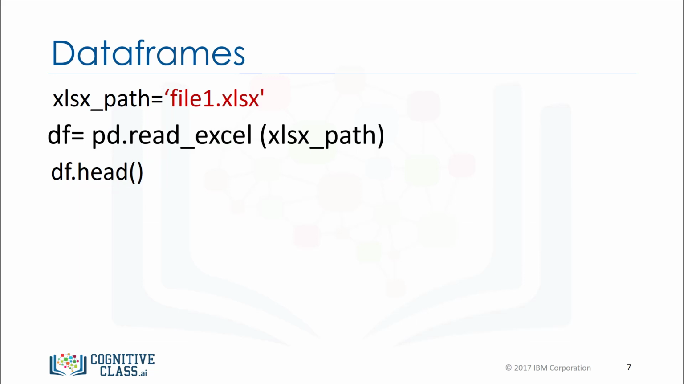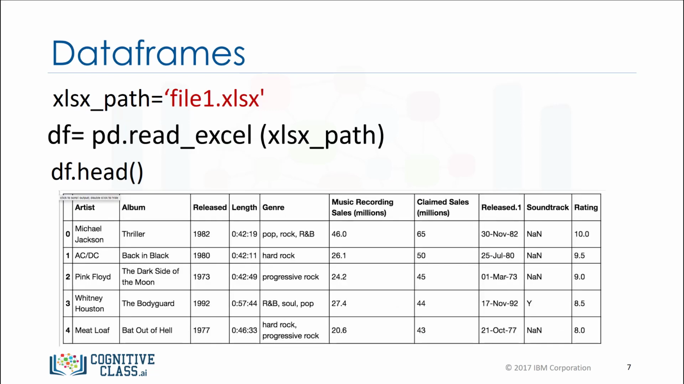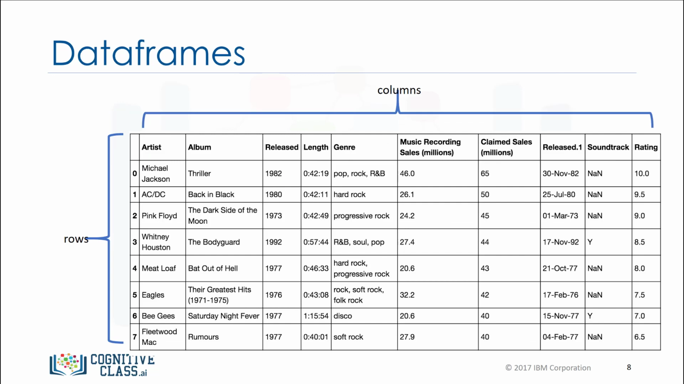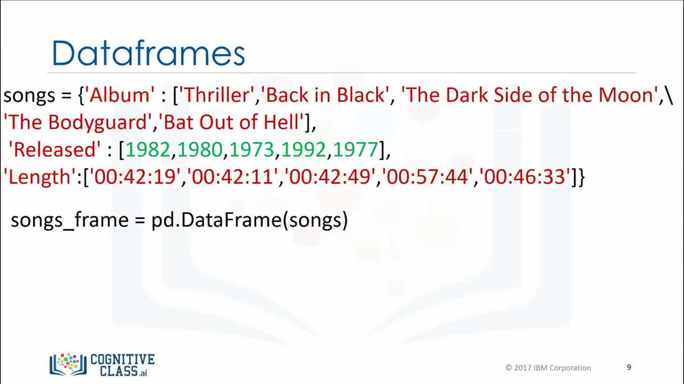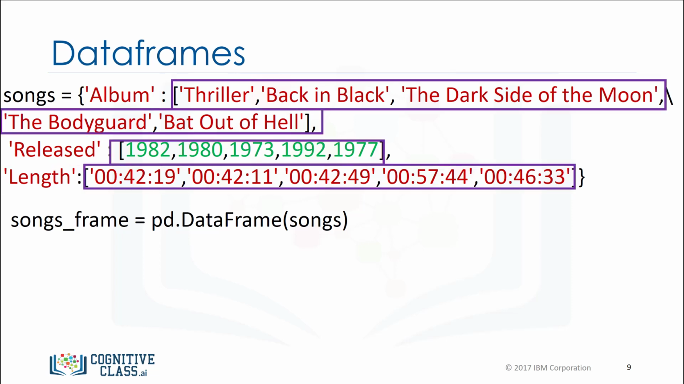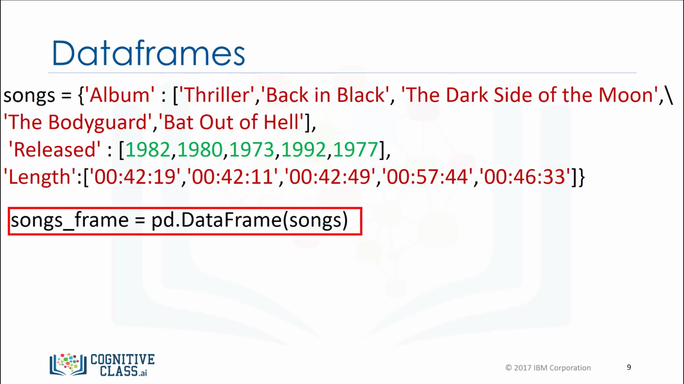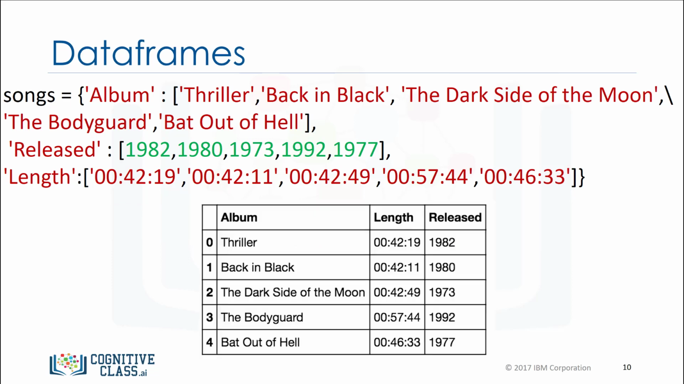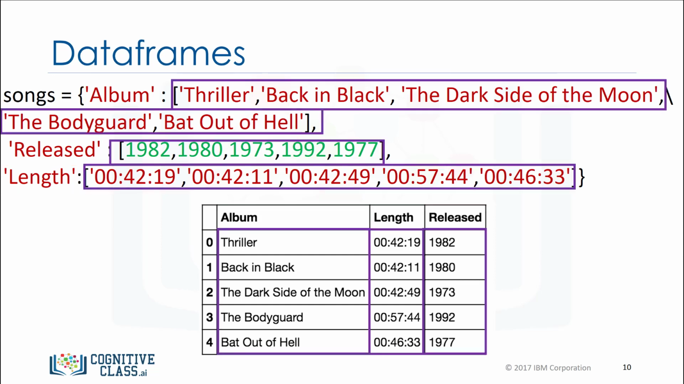The process for loading an Excel file is similar. We use the path of the Excel file. The function read_excel. The result is a data frame. A data frame is comprised of rows and columns. We can create a data frame out of a dictionary. The keys correspond to the column labels. The values are lists corresponding to the rows. We then cast the dictionary to a data frame using the function DataFrame. We can see the direct correspondence between the table. The keys correspond to the table headers. The values are lists corresponding to the rows.